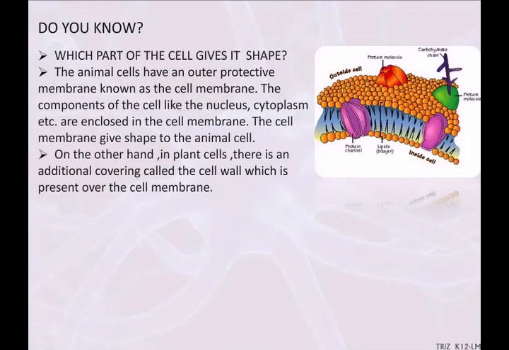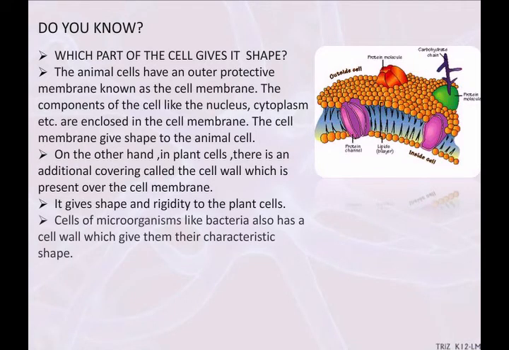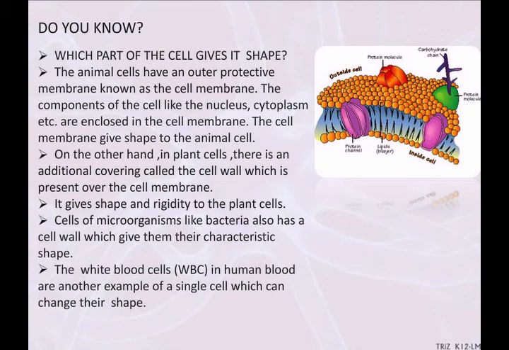On the other hand, in plant cells, there is an additional covering called the cell wall, which is present over the cell membrane. It gives shape and rigidity to the plant cells. Cells of microorganisms like bacteria also have a cell wall, which gives them their characteristic shape. The white blood cells or WBC in human blood are another example of a single cell, which can change their shape.